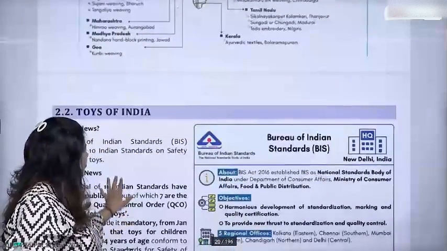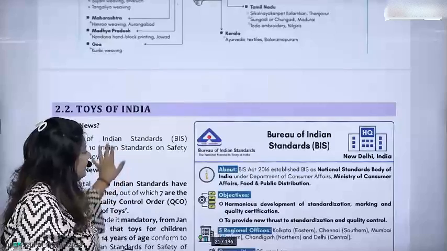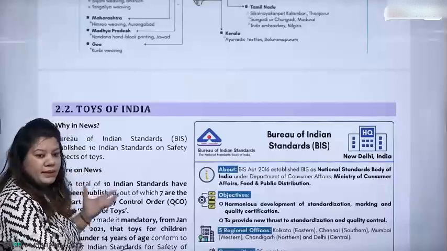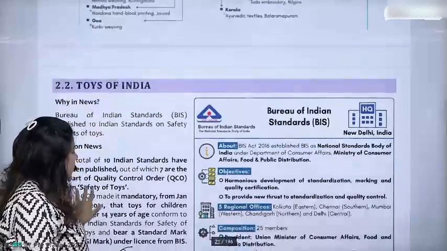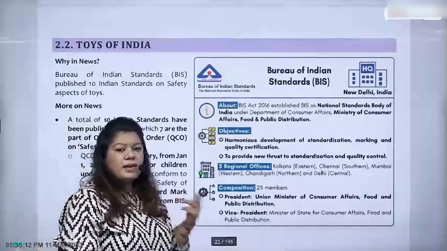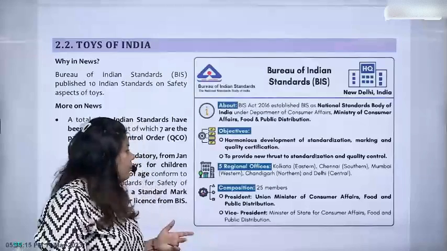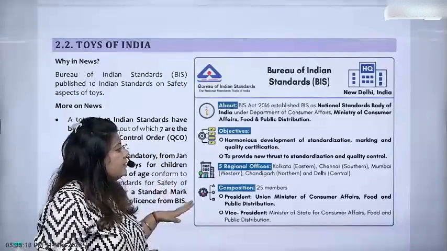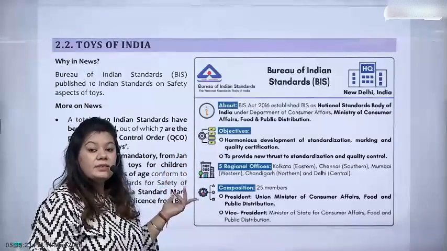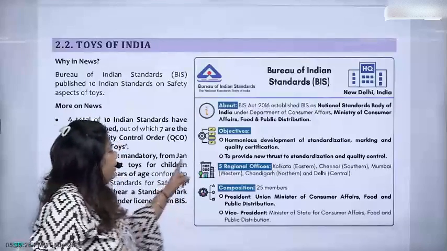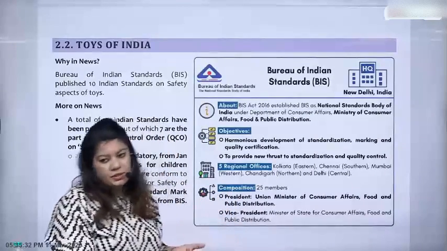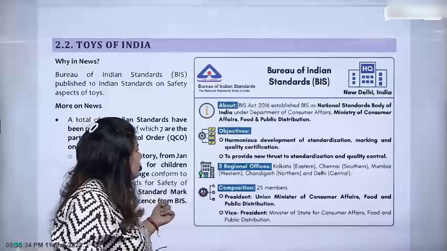Then coming to Toys of India, why was this in news? Because recently the Bureau of Indian Standards has come out with certain quality control orders for making toys. That news is not that important, but yes, the Bureau of Indian Standards and certain kinds of traditional toys which we find in India are important. So this Bureau of Indian Standards was established under the 2016 BIS Act. That means it is a statutory body, right? It is set up under which ministry or department? Department of Consumer Affairs and the Ministry of Consumer Affairs, Food and Public Distribution, right?